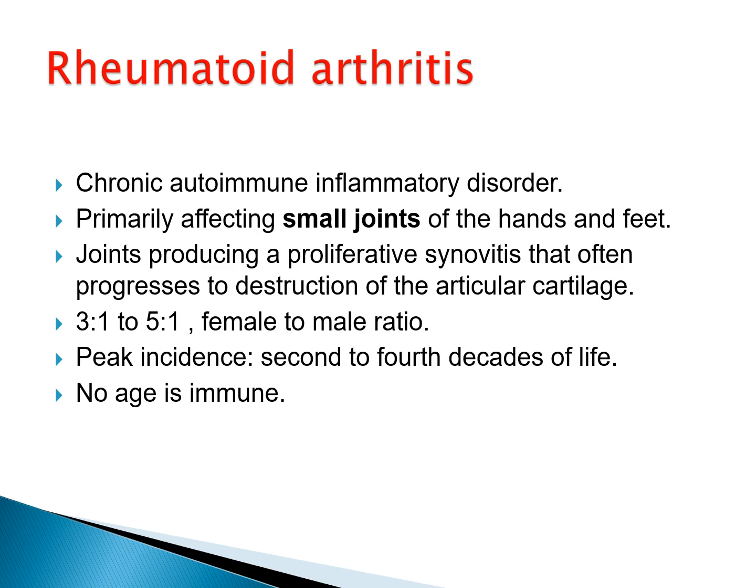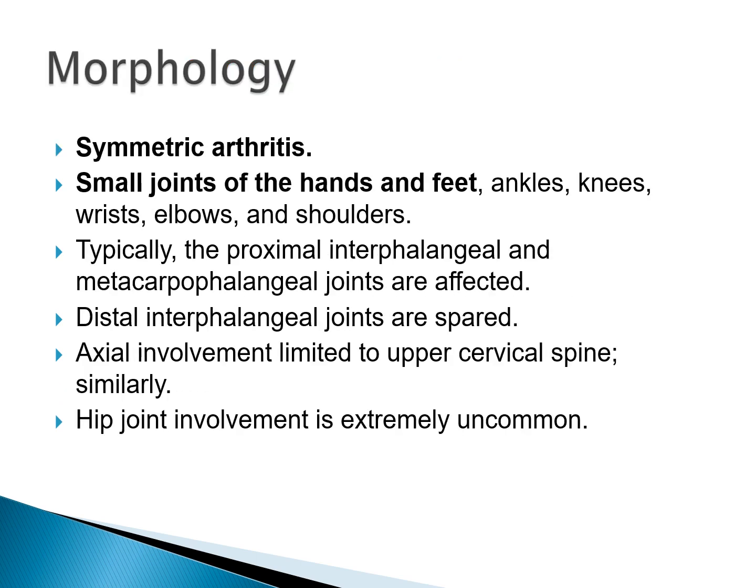history for rheumatoid arthritis. Now, regarding the morphology, rheumatoid arthritis is a symmetric disease. What do we mean by symmetric? It causes bilateral involvement. The patient comes complaining of both hands, both feet, both knee joints, if the knee joints are affected. Mainly the disease affects the small joints of the hands and feet. However, ankle joints, knee joints, wrist joints, the elbows, and the shoulders can all be affected.